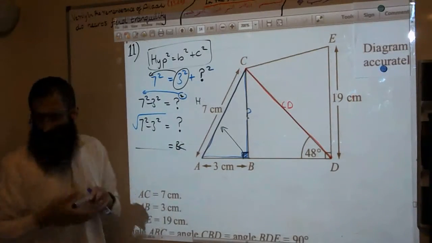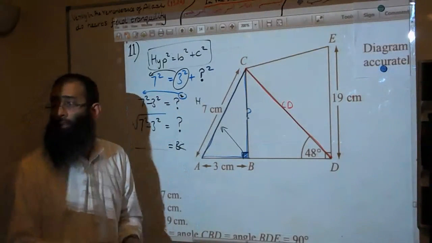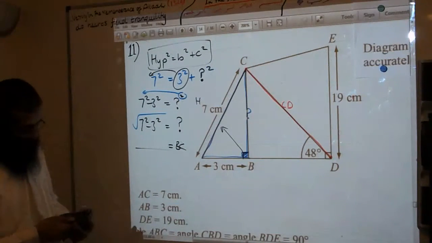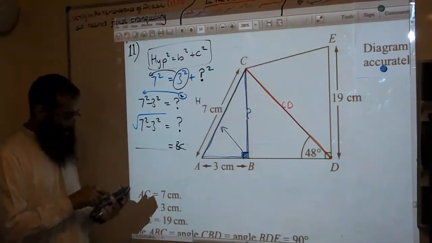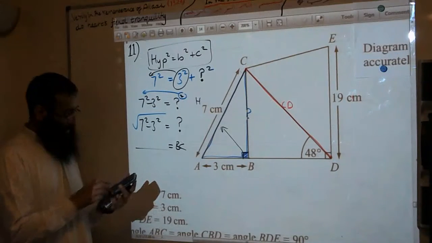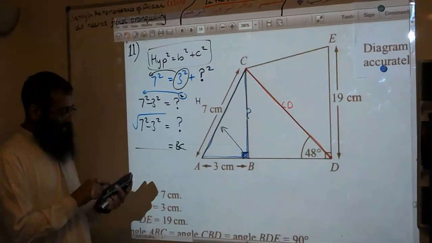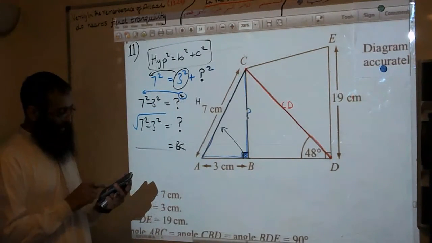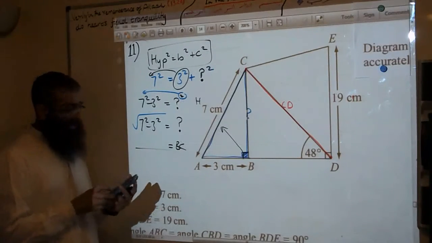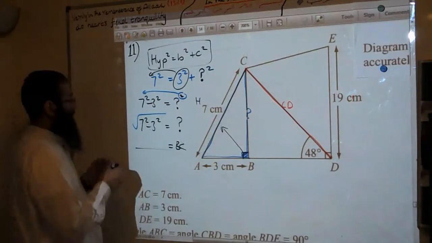So let's get some answers please. 6.32455. Let me just quickly check that. So square root of 7 squared minus 3 squared equals 2 root 10. So 6.3245, yeah?